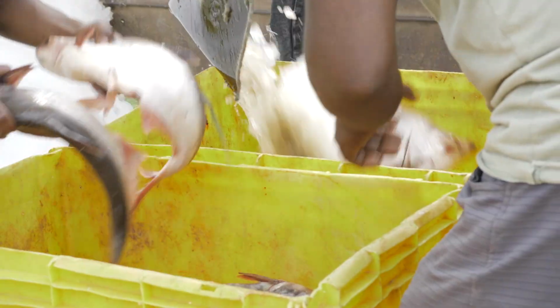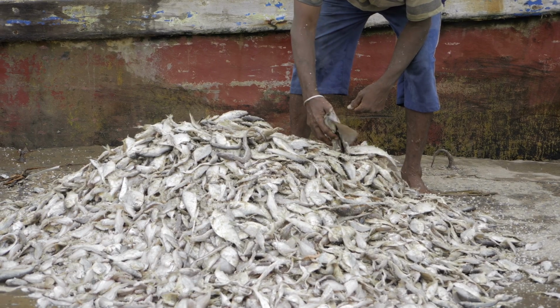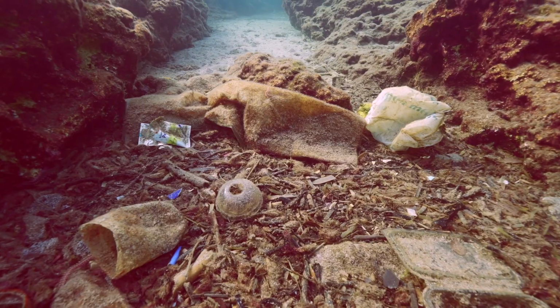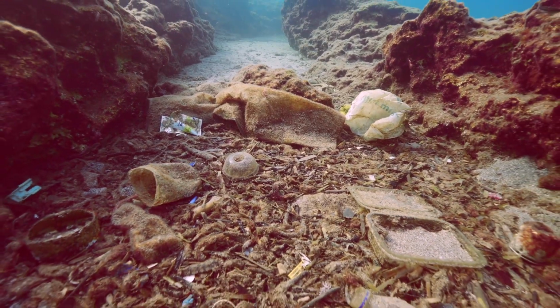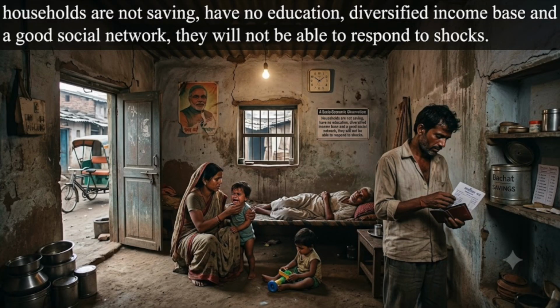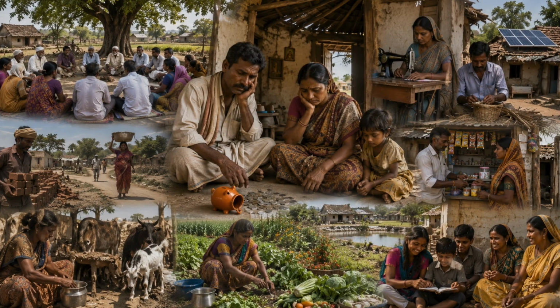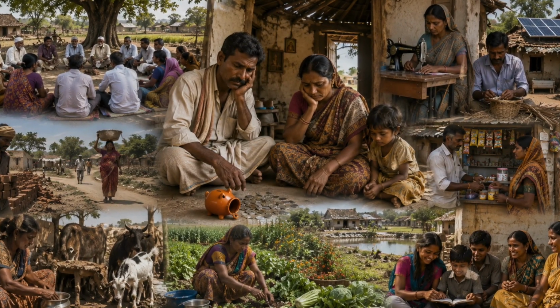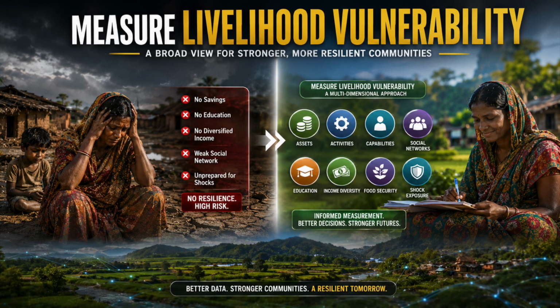In the event that fishermen rely only on natural stocks of fish, then they are susceptible to such change as a result of environmental degradation. In the same way, when households are not saving, have no education, diversified income base, and a good social network, they will not be able to respond to shocks. Therefore, to measure livelihood vulnerability, one should look at a relatively broad range of interconnected factors, the task that the livelihood vulnerability index is supposed to accomplish.